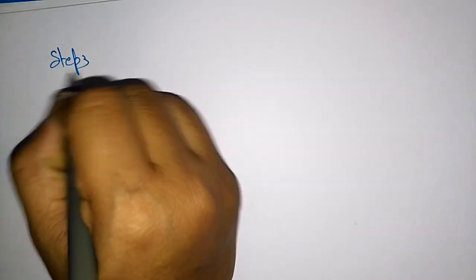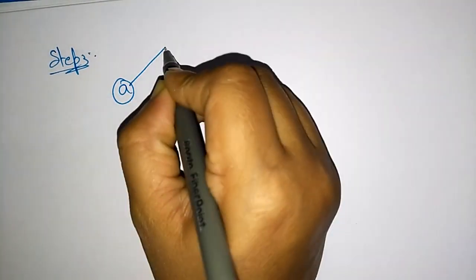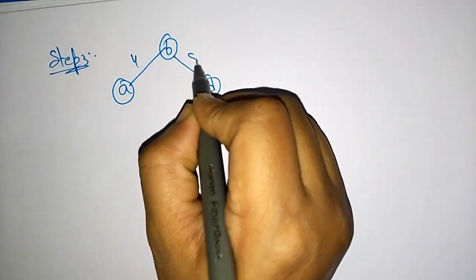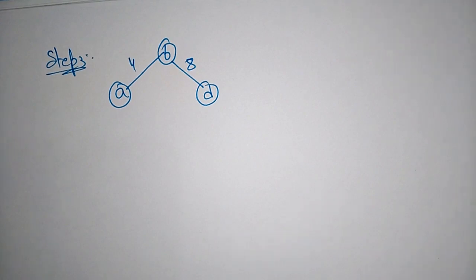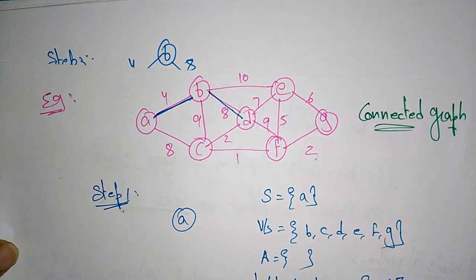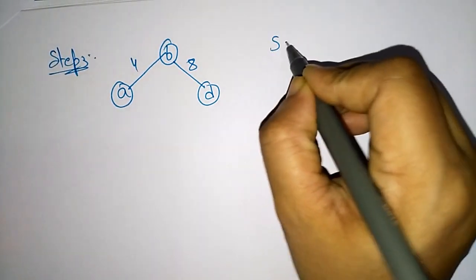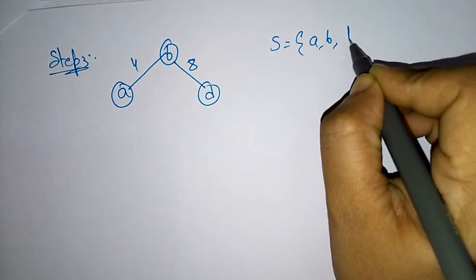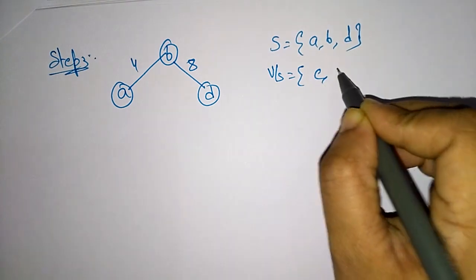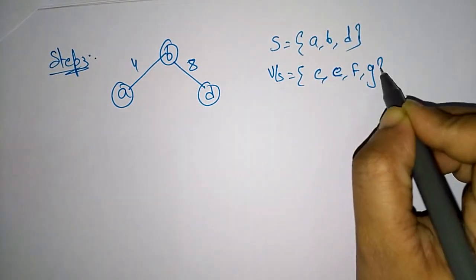So in step 3, what is step 3? Step 3 contains 3 vertices: A, B, and D, with weights 4, 8. So we have reached from A to D. Next, this set contains A, B, D, and the remaining vertices present in this graph are C, E, F, G.